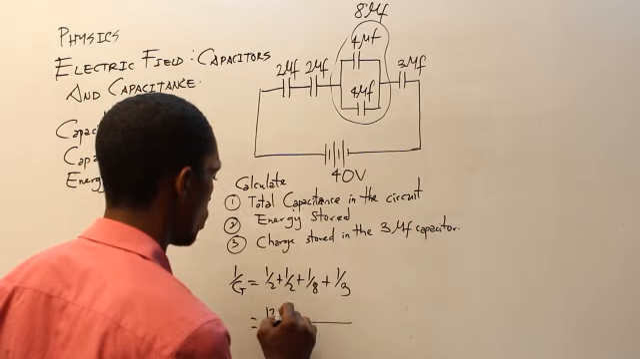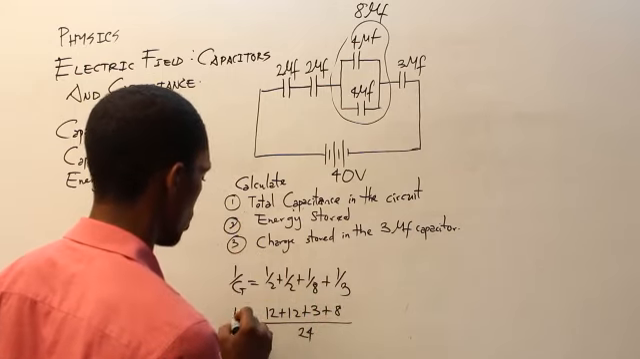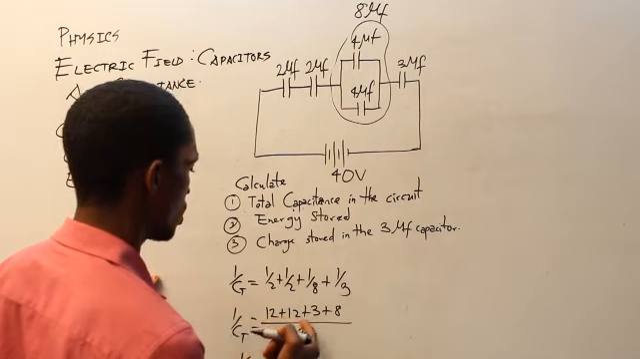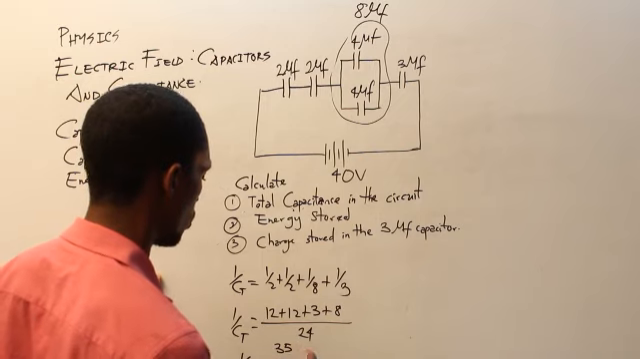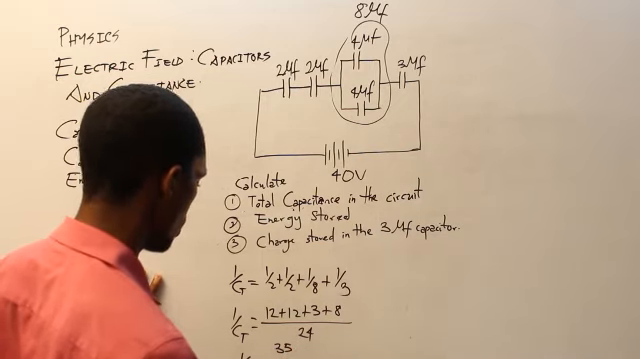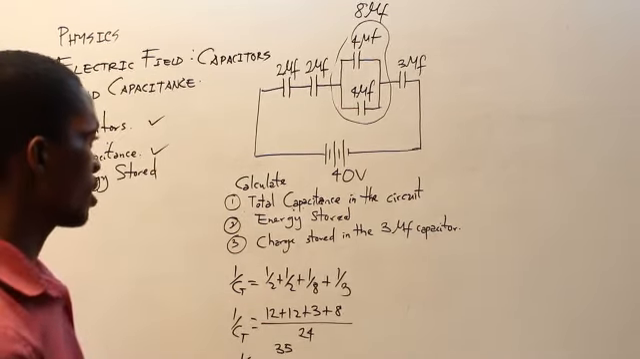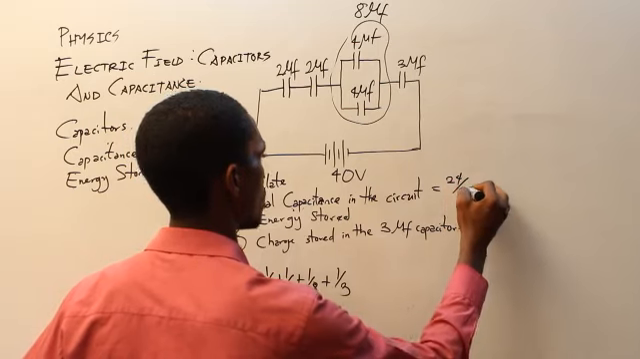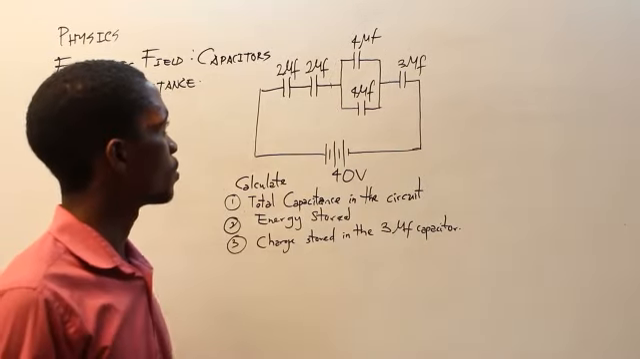That's 12 plus 12 plus 3 plus 8 equals 1 over CT. So our 1 over CT will be equal to 24 plus 11, that's 35 over 24. So CT would be 24 divided by 35. That's CT. So we've gotten our first answer, 24 over 35 microfarad. Okay, let's take a question.